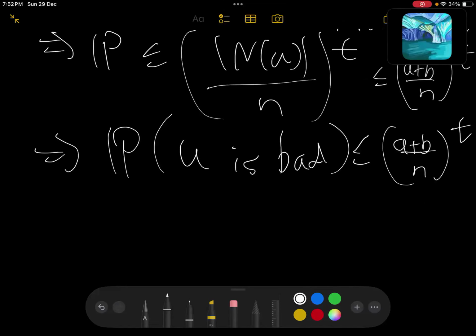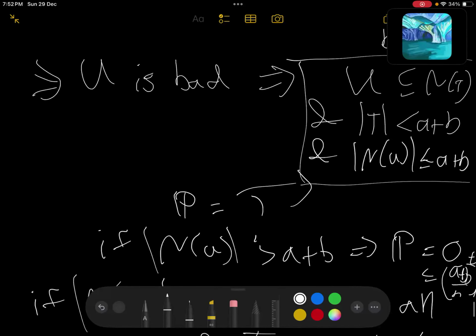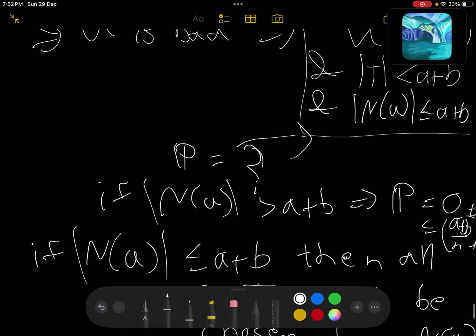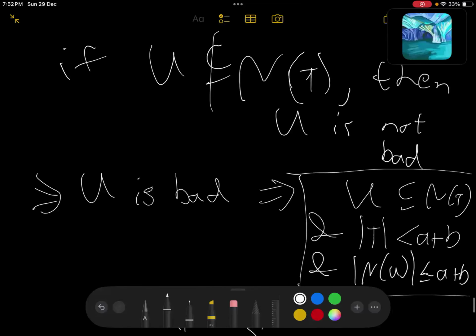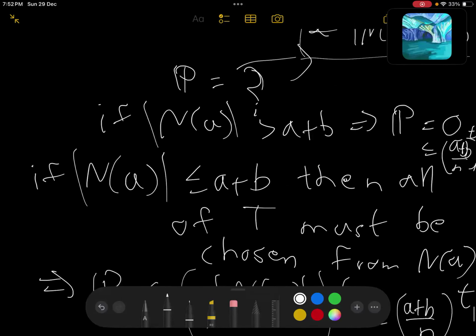But why is it not possible that NU has some neighbor which is not a neighbor of T? That's possible, fine. But if T has at least A plus B, we are already done, because then NU is already bigger. We are finding an upper bound on this, not finding it exactly. All we are saying is if U is bad, then U is a subset of NT, and NU is at most A plus B. Yeah, I got that.